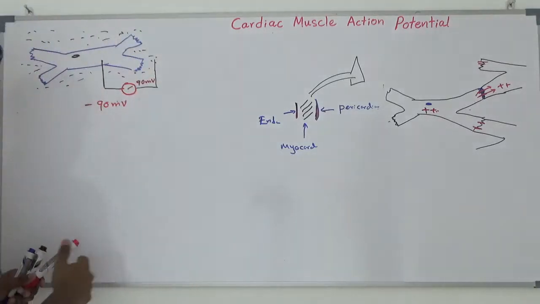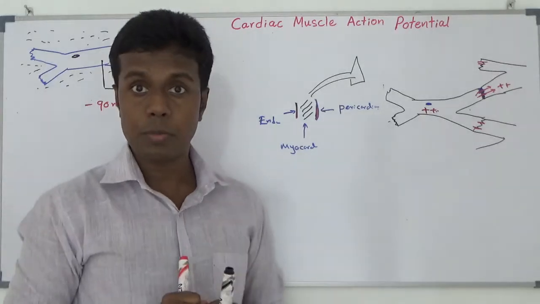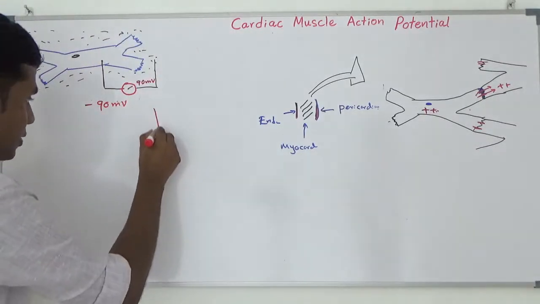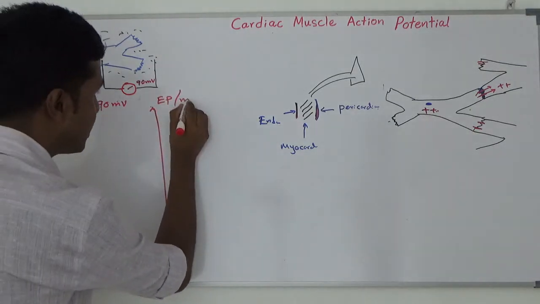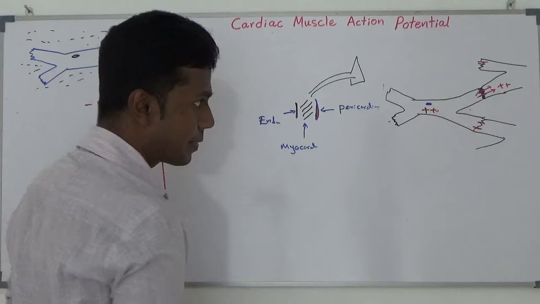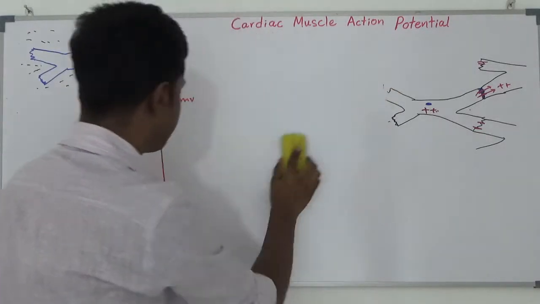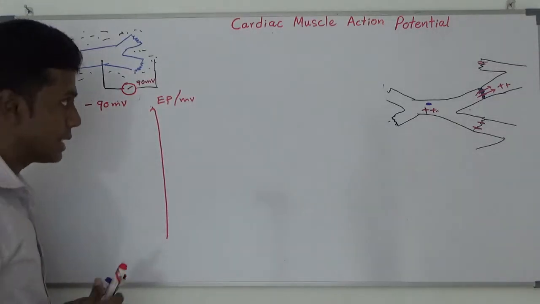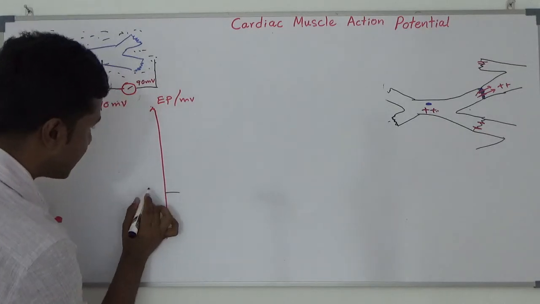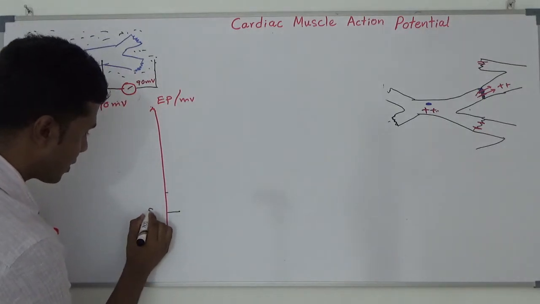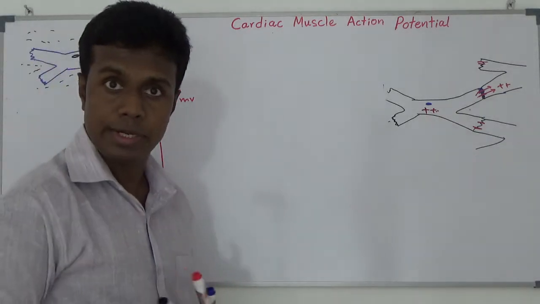Then I graphed the electrical potential against time. For this axis I put electrical potential in millivolts. For this axis I am going to take time. Then with time I am looking at what happens to my cell. Here is minus 90 millivolts. My cell right now is at minus 90 millivolts inside the cell.